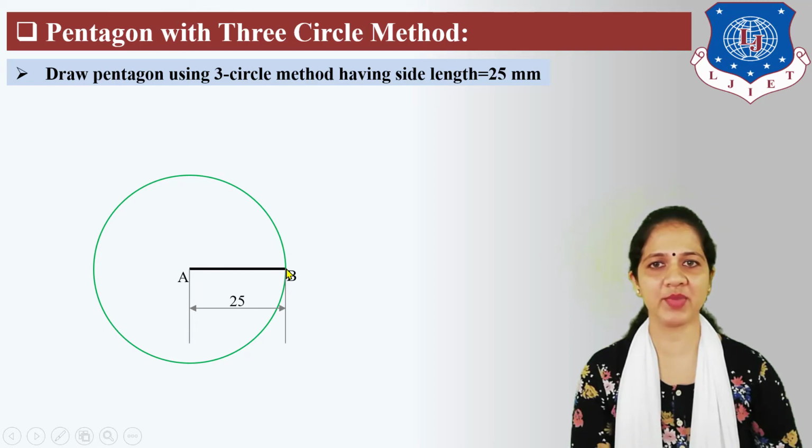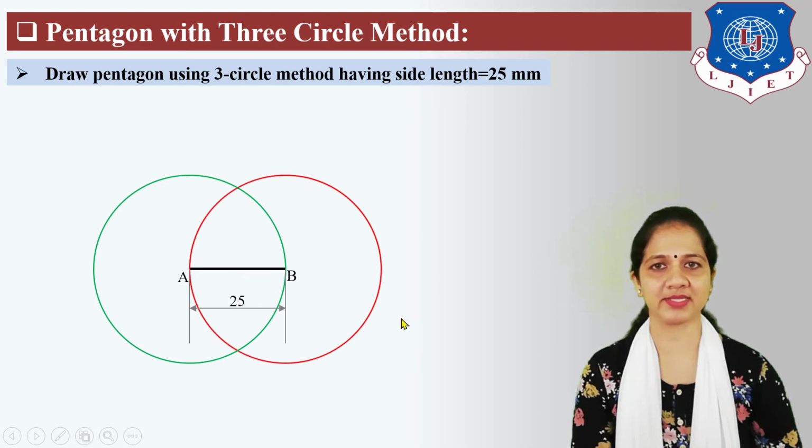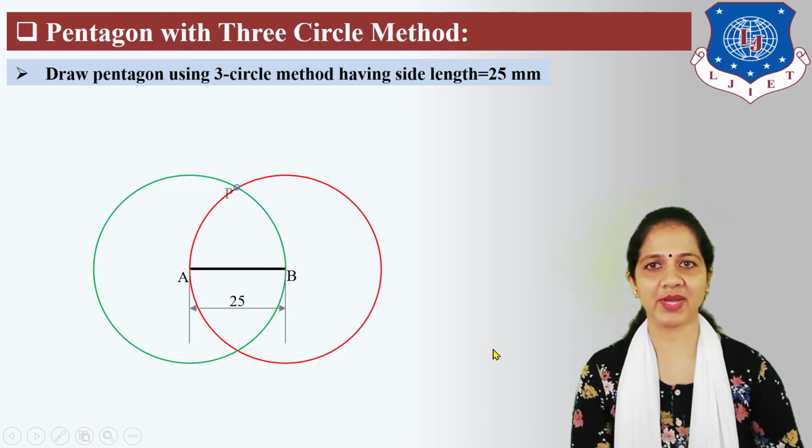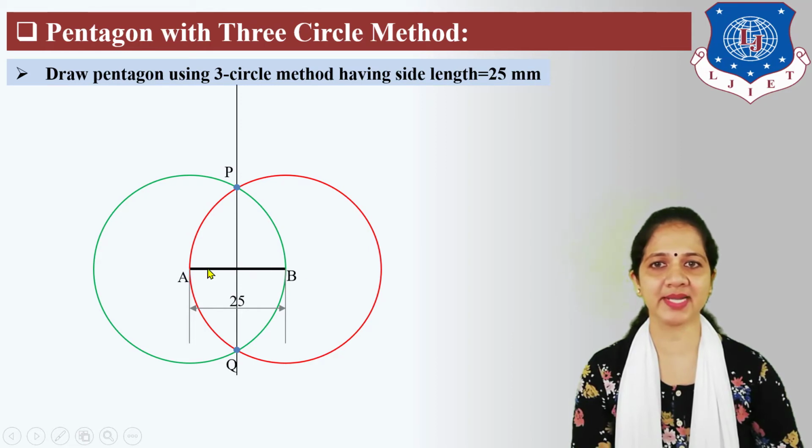Similarly, take center B, radius BA, which is 25 mm, and draw another circle. These two circles intersect at 2 points. Mark these 2 points as P and Q. Connect points P and Q, which indicates the bisector of line AB.